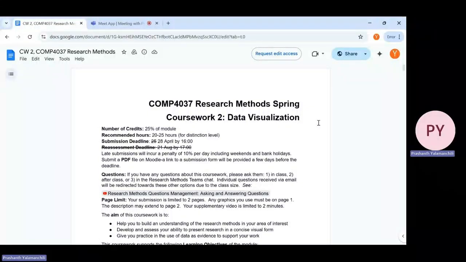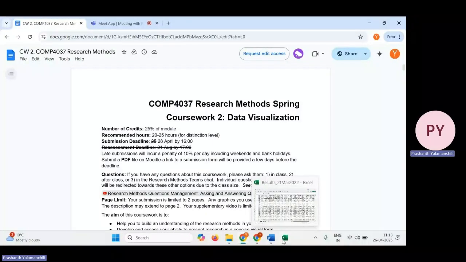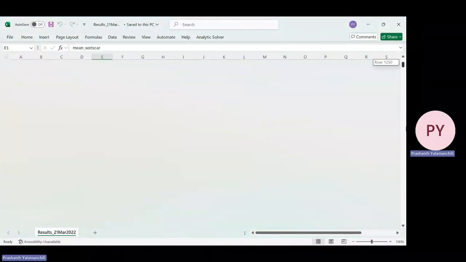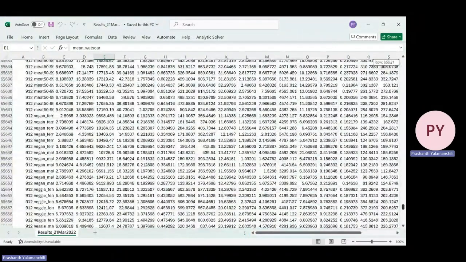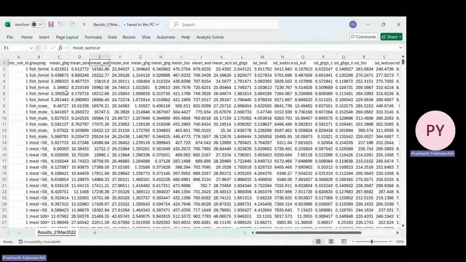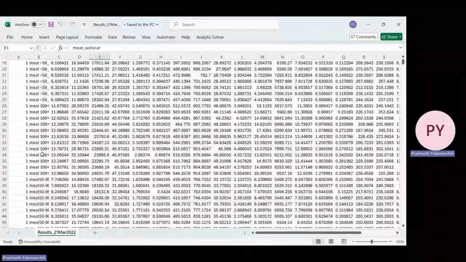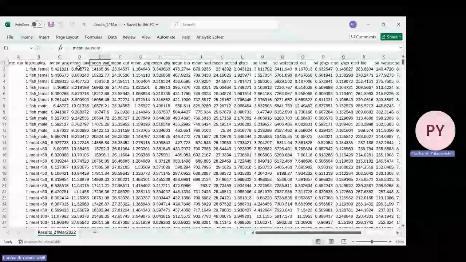I'm Prashant Elmanchli. Today I'm here to discuss the research methods course for 2, that is data visualization. We are given a data set of different diet groups containing a total of 1000 IDs, and the groupings are fish, meat lesser than 50, meat 100 plus, meat 50 to 99, vegetarians and vegan, and contains the following rows.